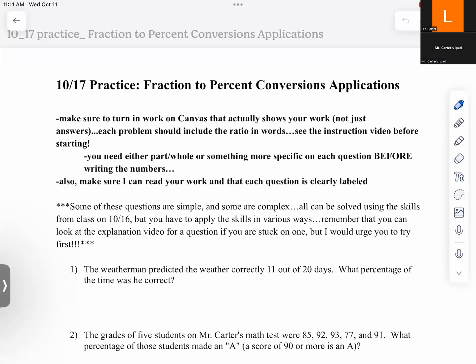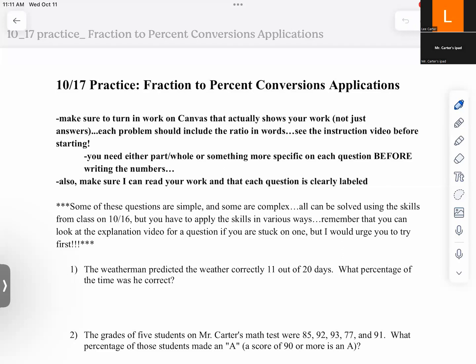I'm explaining this. You either need to write part over whole or something more specific, because remember that a percent is a ratio that is a part out of the whole, which is 100. So you can always write it as part over whole, or you can be more specific. Do that before you write the numbers.